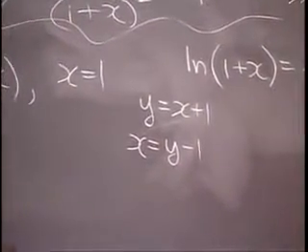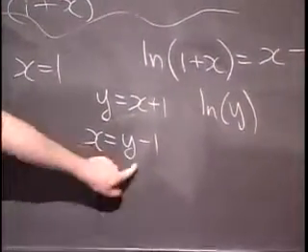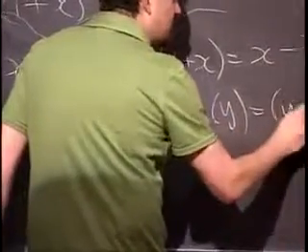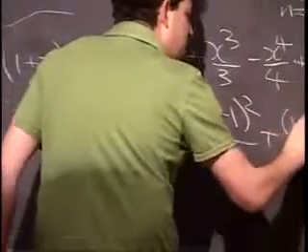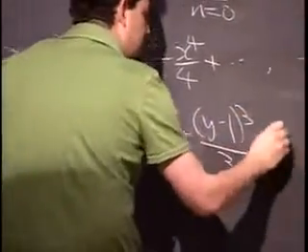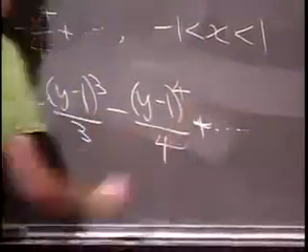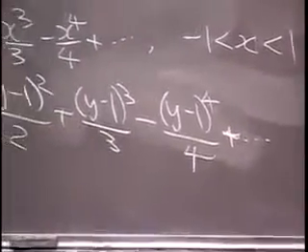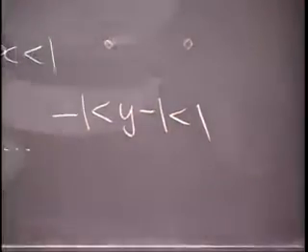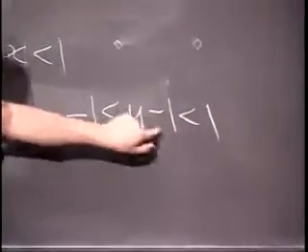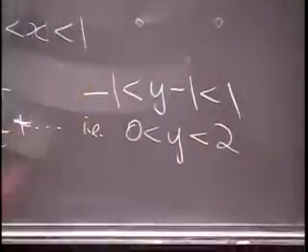I will get log of y. After all, y is the same as x plus 1, so log y is equal to y minus 1, minus (y minus 1) squared over 2, plus (y minus 1) cubed over 3, minus (y minus 1) to the 4th over 4, and so on. And that's valid. Remember, x is equal to y minus 1. So that's valid when minus 1 is less than y minus 1 is less than 1. And if I add 1 to all three of these quantities, I get 0 less than y less than 2.